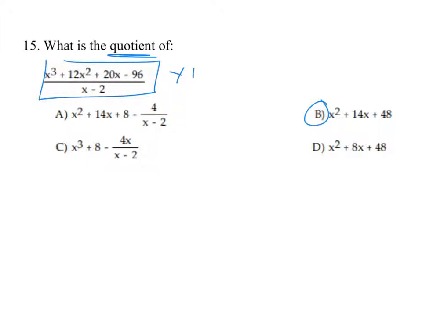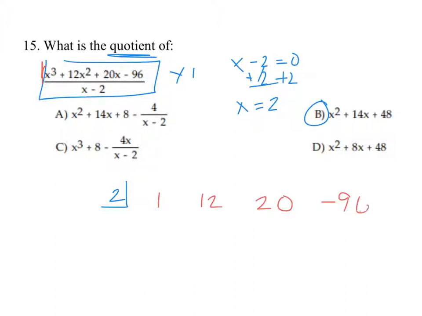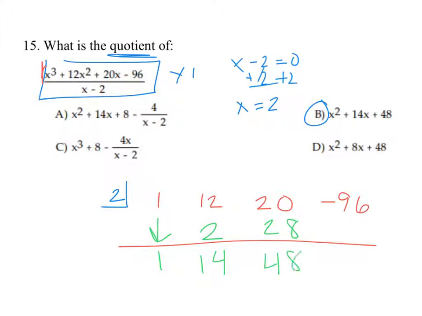So what I'm going to do is I'm going to set the bottom equal to 0, and I end up getting what goes into the flower pot, x equals 2. He goes here. Now I'm going to take my coefficients of 1, which is in front of that x cubed, 12, 20, and negative 96. And my first step is to always drop down that first number as 1. Now you're going to multiply 2 times 1 and put 2 here. And you're going to add, so you get 14. And then 2 times 14, that gets you your 28. Add, you end up getting 48. 2 times 48 is 96. You add that, remainder of 0.